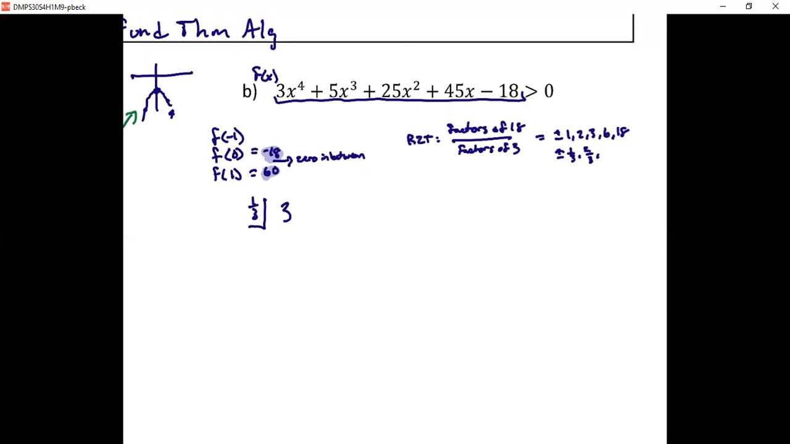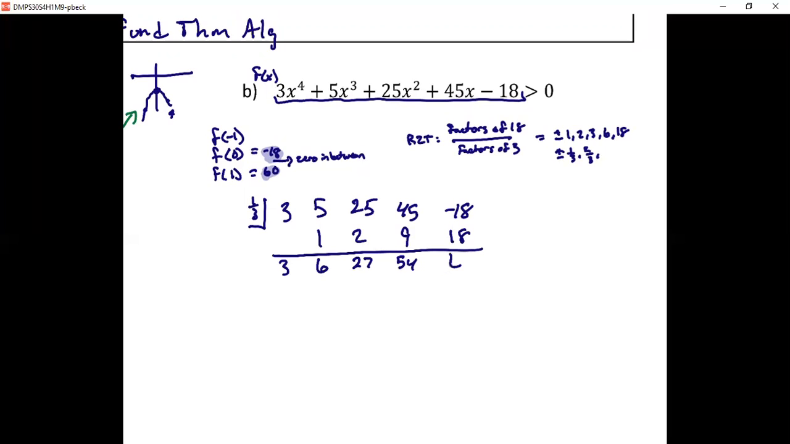So 1/3, 3, 5, 25, 45, and negative 18. So 3 times 1/3 is 1, 6 times 1/3 is 2, 27 times 1/3 is 9. Add those together to be 54 times 1/3 is 18. So I ended up finding my 0 and I kind of logicked it out. And that's what I'm hoping you guys do as well. Now, where do we go from here?